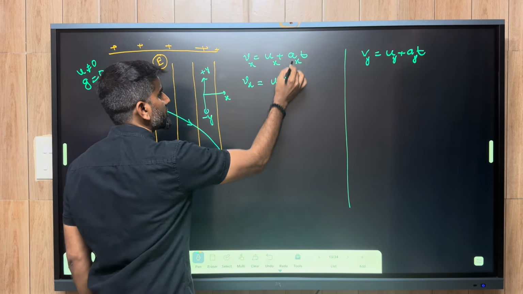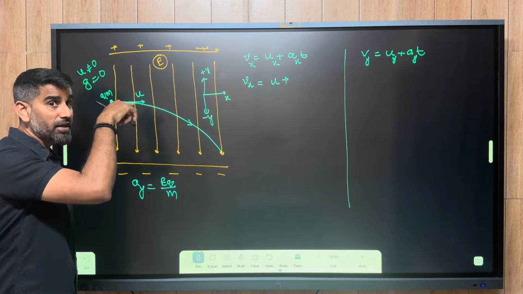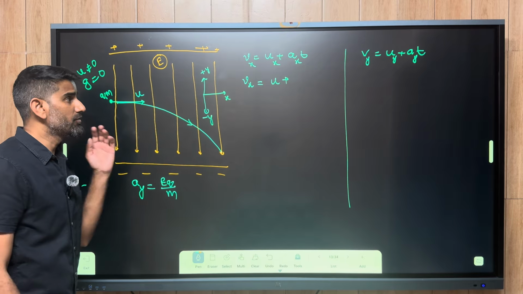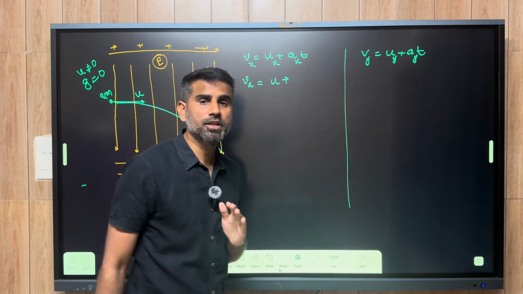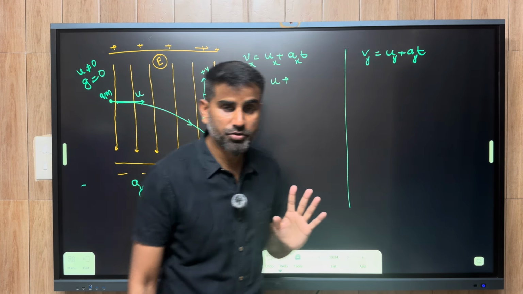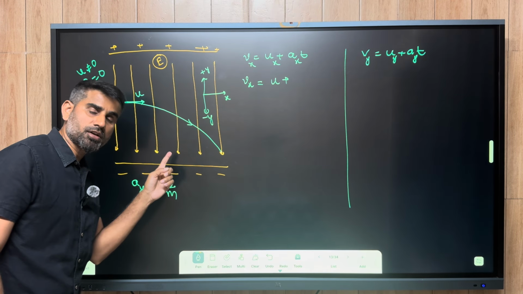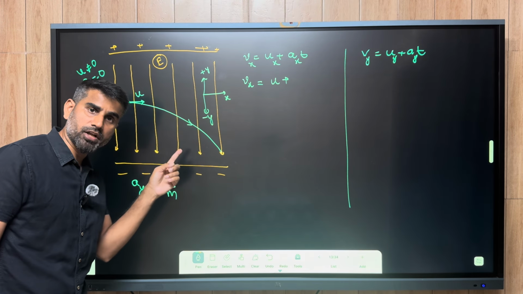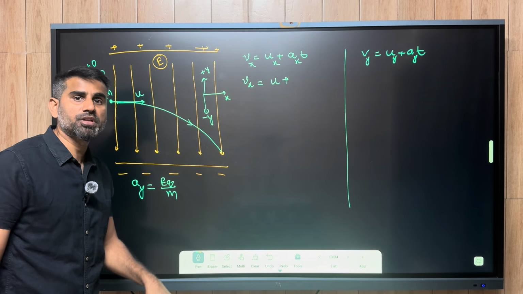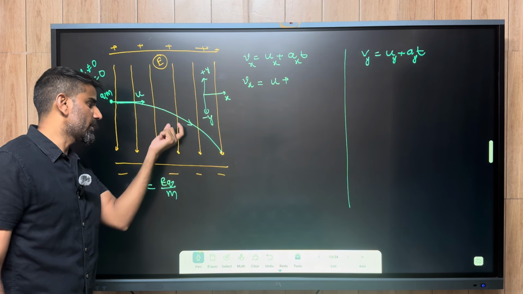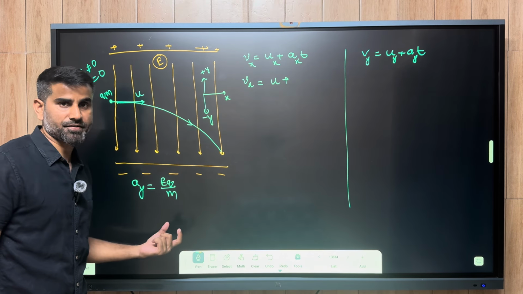So Vx is equal to u plus Ax t. Ax is how much? Since the field is in the y direction, there is no acceleration along the x-axis. Let me explain this point again to you. The field is in the downward direction. That means the force is in the downward direction. This force is accelerating the particle. That acceleration also should be in the direction of force. That is why the acceleration direction is along the y-axis, which is downward, negative y-axis.